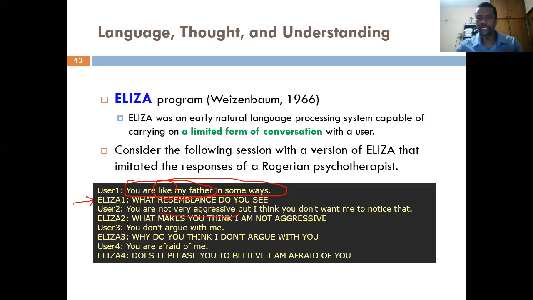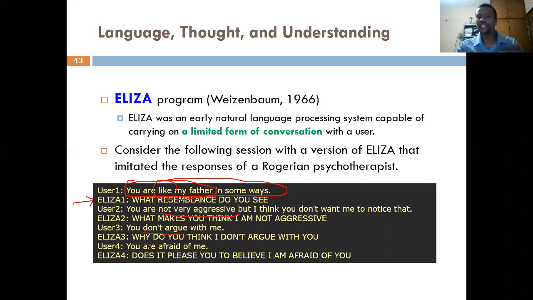So the system will say, what makes you think I'm not aggressive? Mind you, it's a leading question. It is as if the machine is understanding the person, but mind you, the machine is speaking relevant words from the previous conversation so that it would lead to the next one. Then it says, you don't argue with me. Mind you, at this point, again, it picks the words don't argue with me. And it will say, why do you think I don't argue with you?